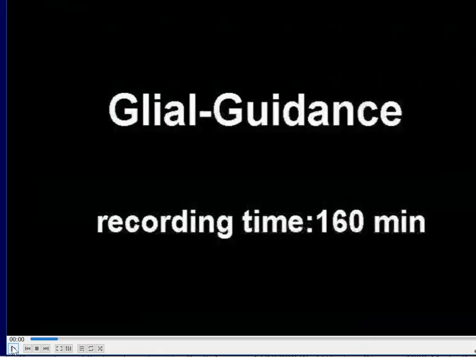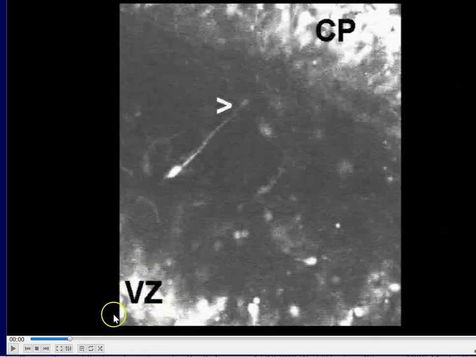What you're about to see is a short video, time-lapsed over about 160 minutes. Right over here, you've got the ventricular zone. So this is the area of the developing neural tube right around the ventricle. So the empty space in the middle of the tube, the ventricle, would be right about here. And out here is the cortical plate. So this is the edge of the developing brain.